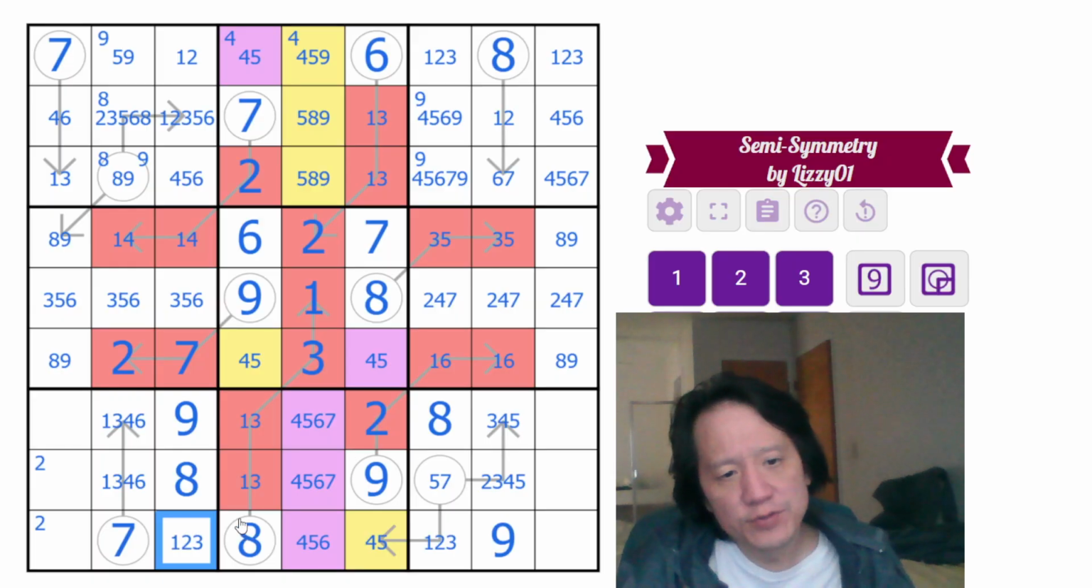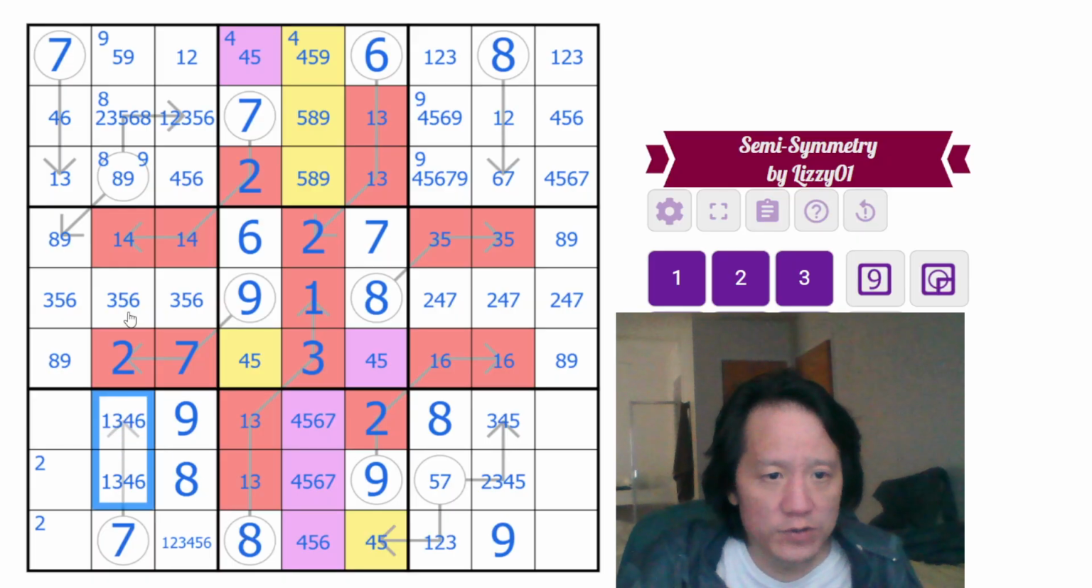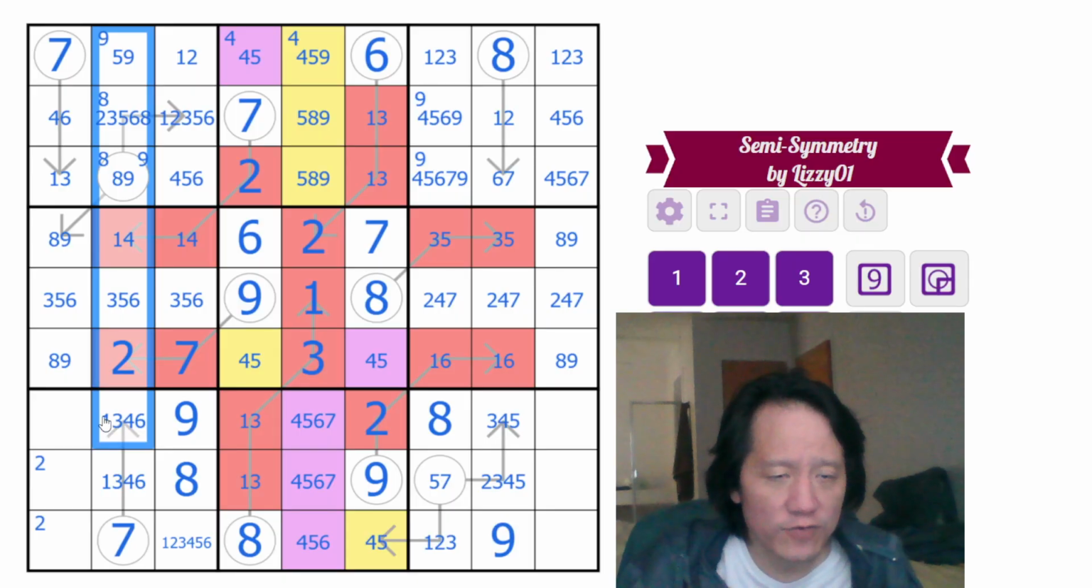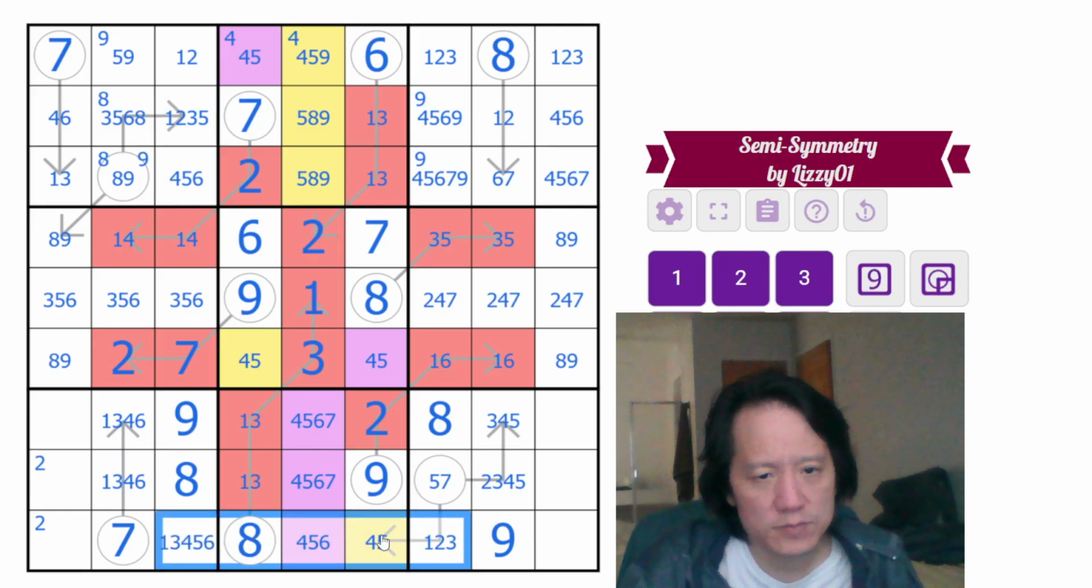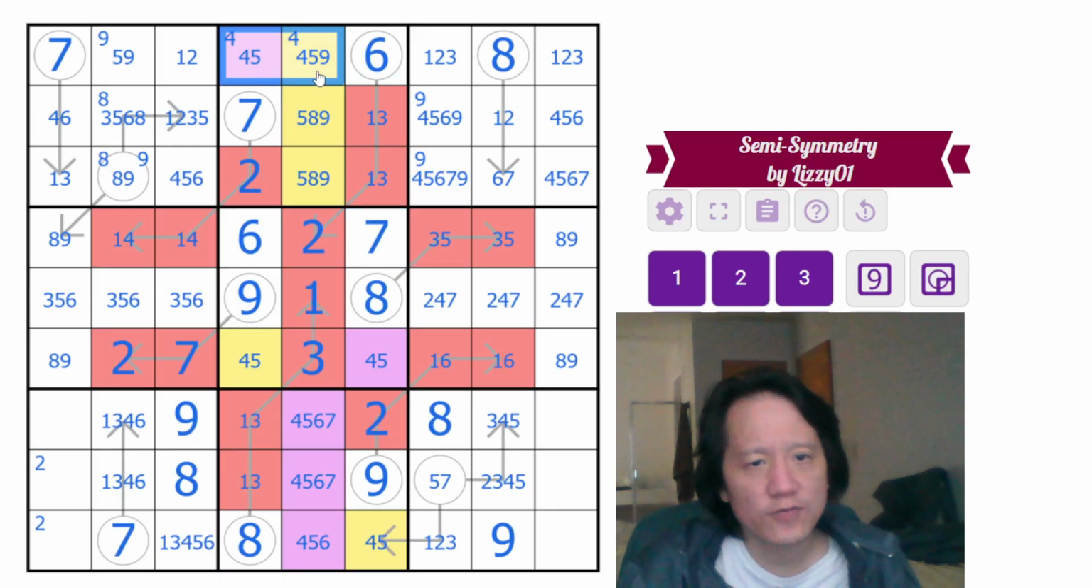So this is 1 through 6. This is 1 or 4. And this is 1 or 4. So there cannot be 1 or 4 in the rest of the column. This can't be 2. So this can't be 6. This can't be 2. So the 4 is one of those two.